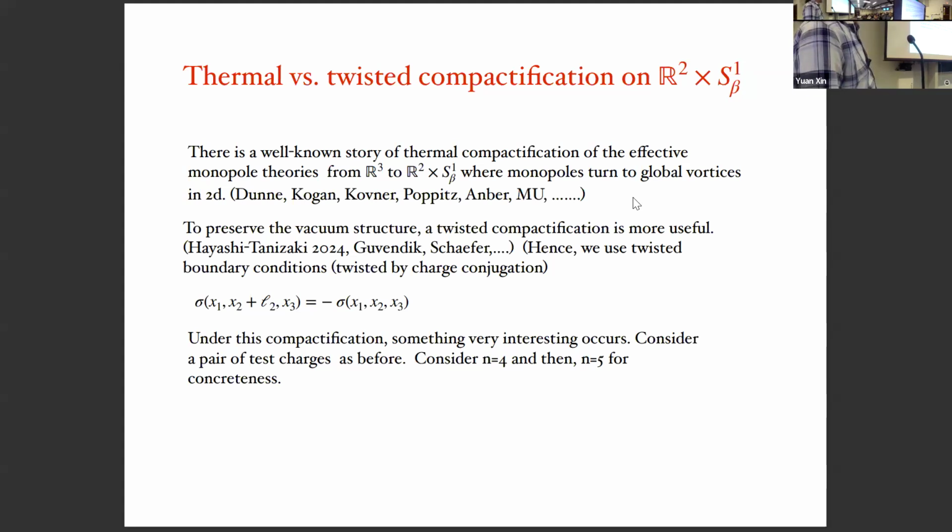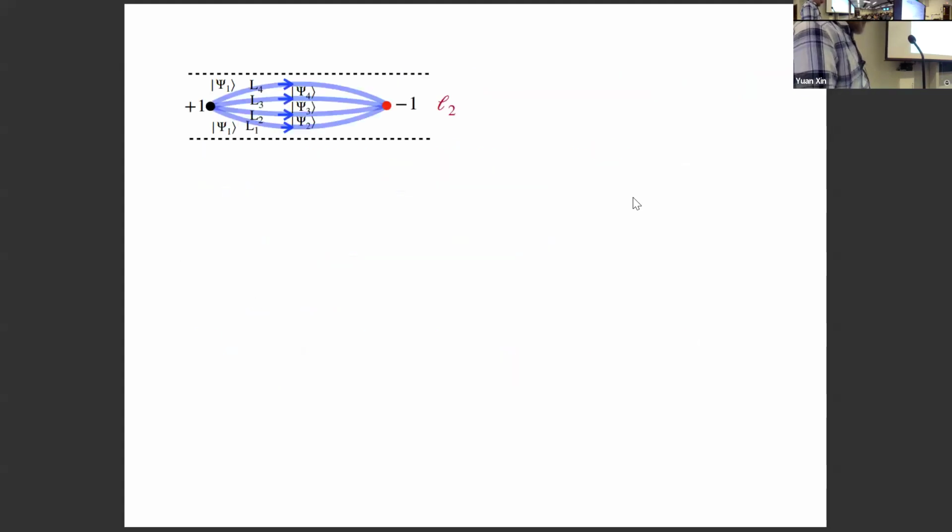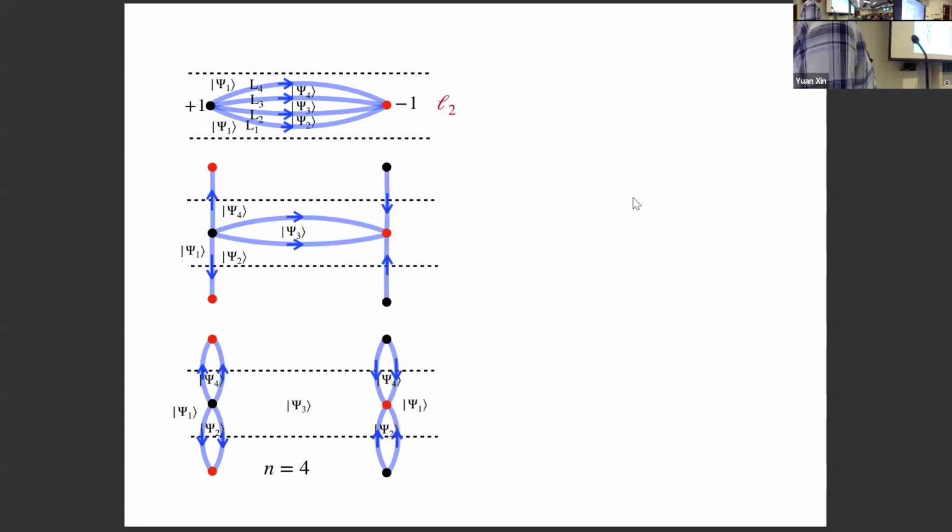For the dual photon, I will employ this boundary condition, which is twisted by charge conjugation. What happens when you do that? For example, let's take n equal 4. The flux splits into 4 fractional fluxes, and they can go from +1 to -1. But the twisted boundary condition tells you that in the next slice here, there is a minus. You can go either this way, but now flux can start here and end up there too. That's also a possible configuration.